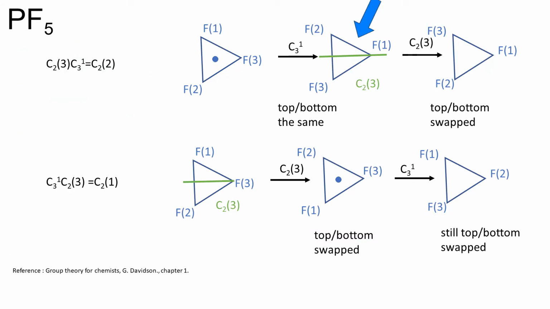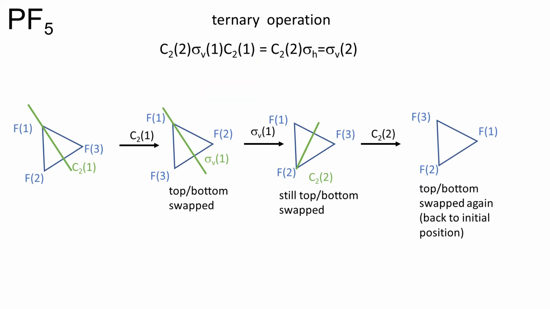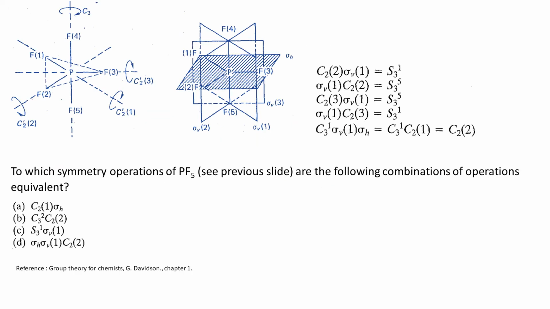Be careful. Here, for instance, we see C2,3 going through atom F1. That is, we keep the position of symmetry elements according to the initial configuration. So let's do some ternary operation. The rule is exactly the same. We just keep going from right to left. So here are just a couple of examples so that we can practice, and in a couple of seconds I'm going to show you the answer.